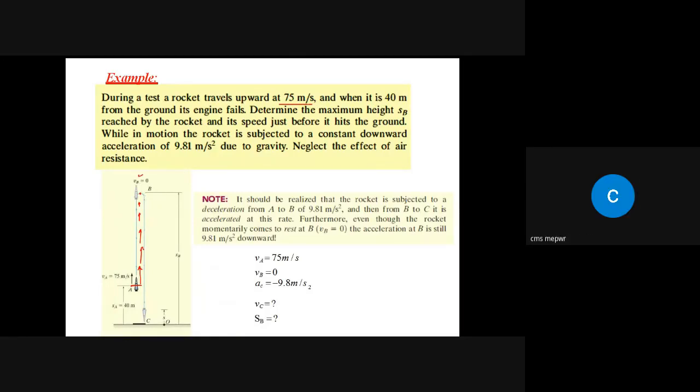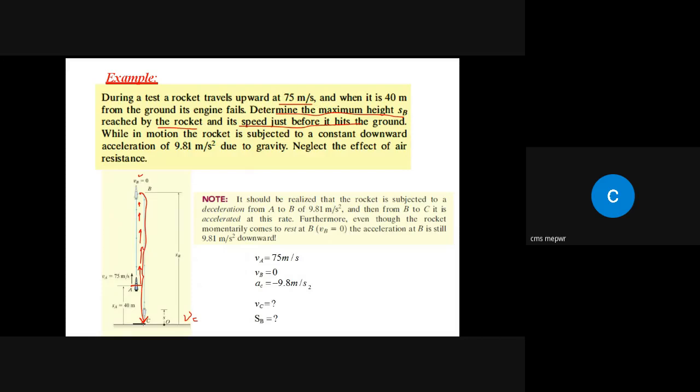So what they are asking: determine the maximum height SB reached by the rocket and its speed just before it hit the ground. So when it started moving backward and reached the ground, the point where it hit the ground is C. So the velocity at this instant, VC, is also required.